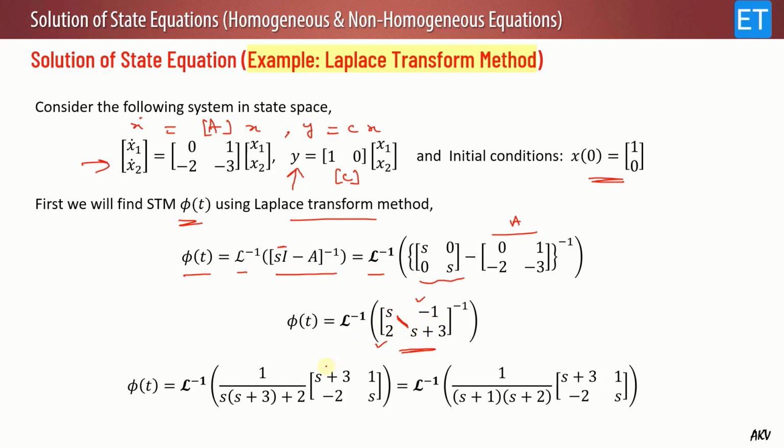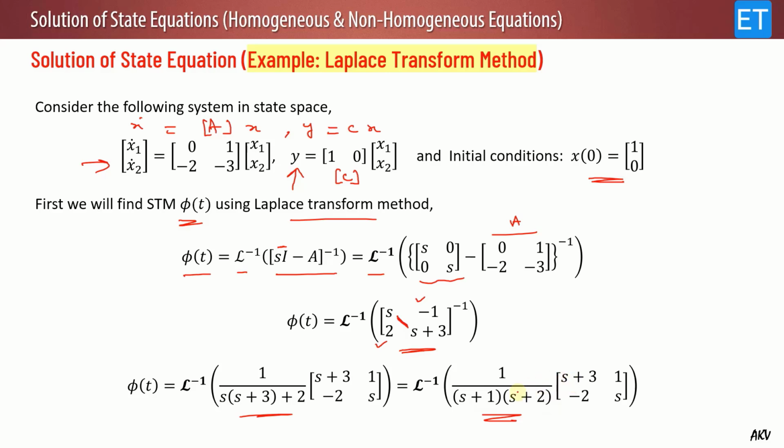So s plus 3 and s are exchanged with each other, and minus 1 is converted to 1 and minus 2 is converted into 2, divided by the determinant. So that is s into s plus 3 minus minus 2, that is plus 2. So that is your determinant. But here remember, to make the further effort simple, you have to represent this determinant in terms of factors. That will make your further exercise easy. So this is actually s square plus 3s plus 2, which can be written as s plus 1, s plus 2 in terms of factors.